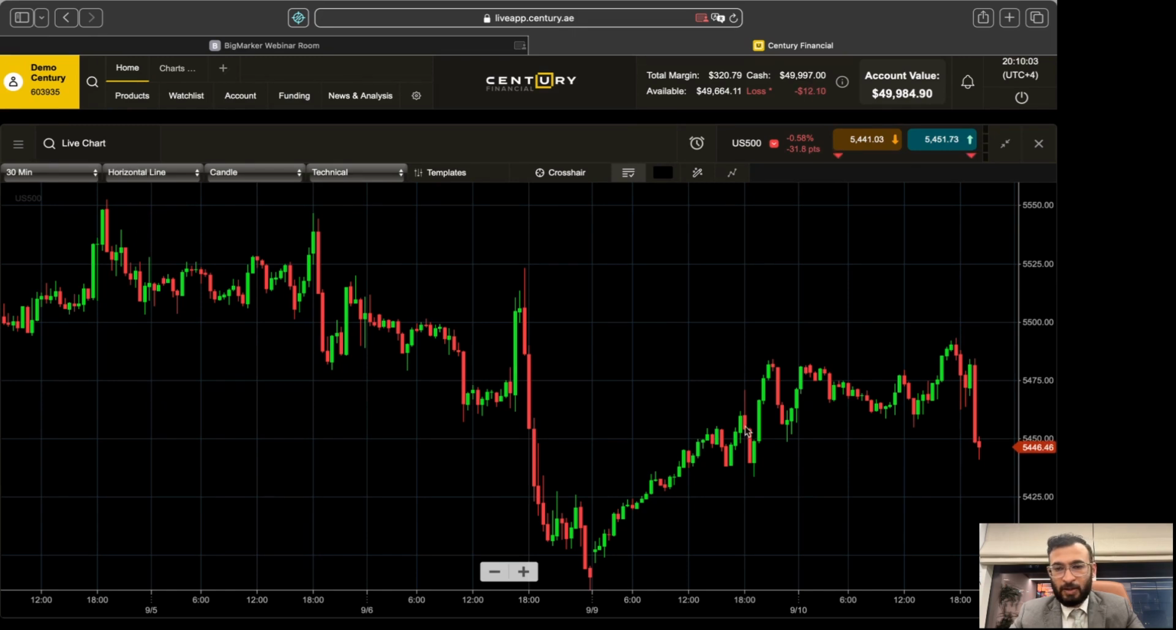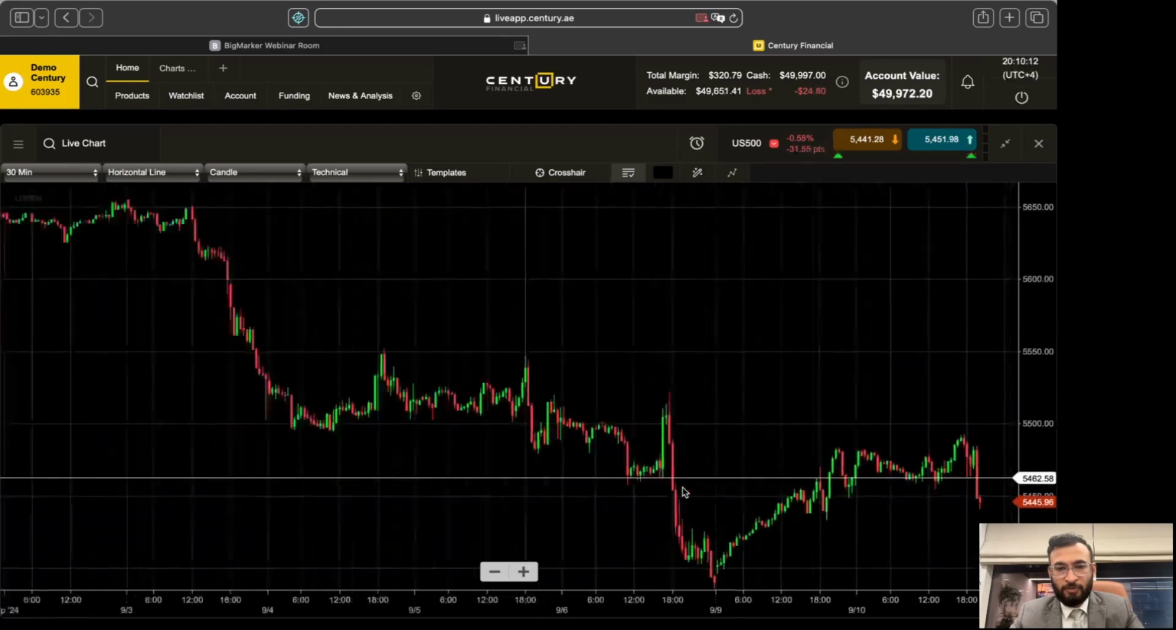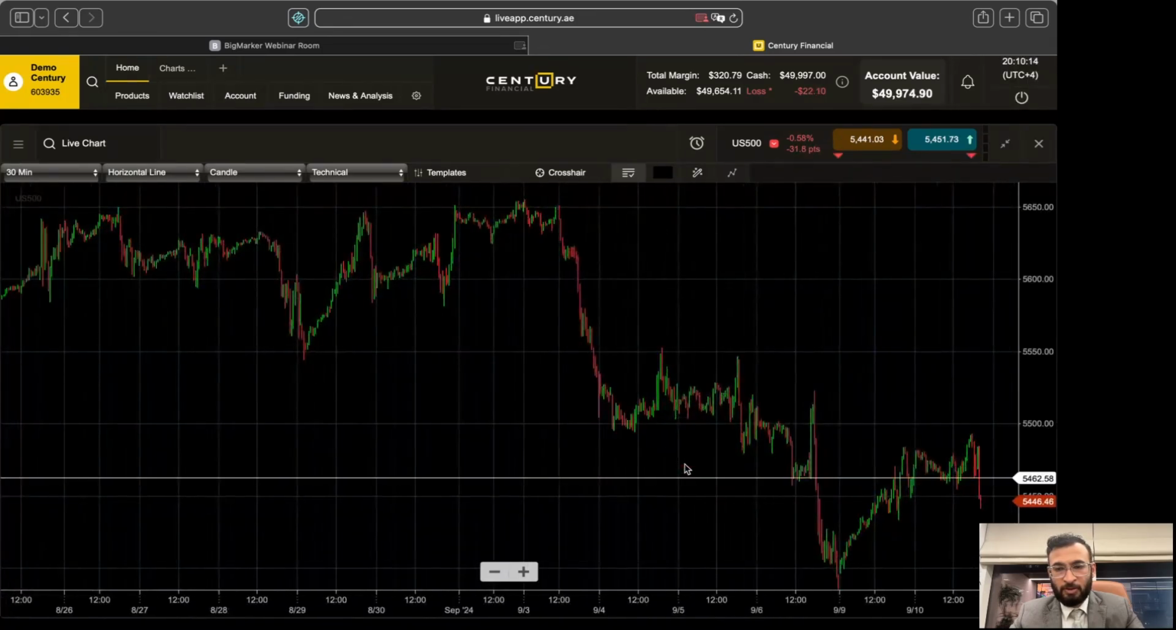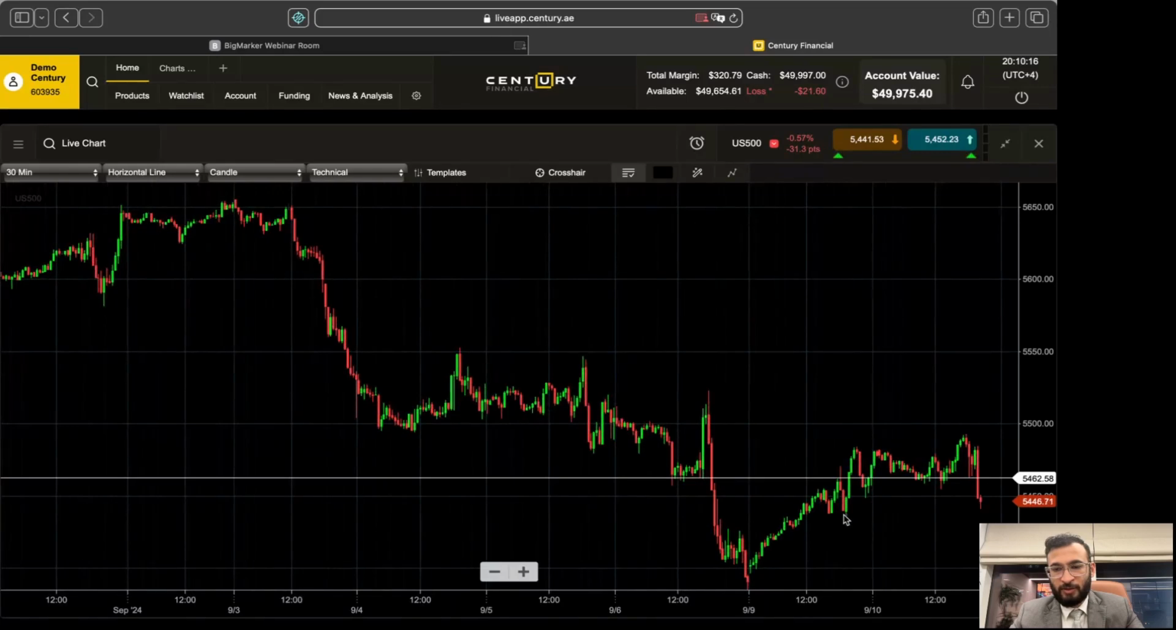Look at this right here. This is support which has been broken already, and now it's bleeding red, right? So from here, even if I would zoom out a bit, you see that the next target should be around this, which is 5406, right? Currently it is right now 5451.